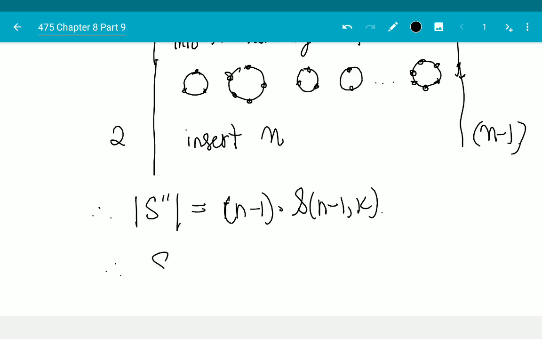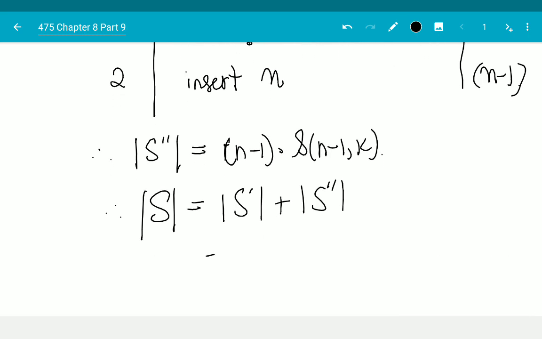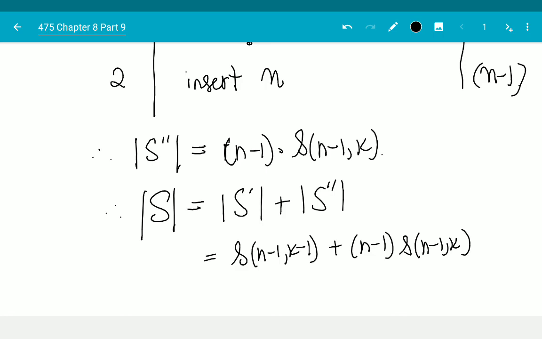And therefore, my entire group S is equal to S prime plus S double prime, which is equal to S of n minus 1 comma k minus 1 plus n minus 1 times S of n minus 1 comma k, which by definition is S of n comma k. Okay, and that ends section 8.2. This is all there is in this section. This is the Stirling numbers of the first kind.